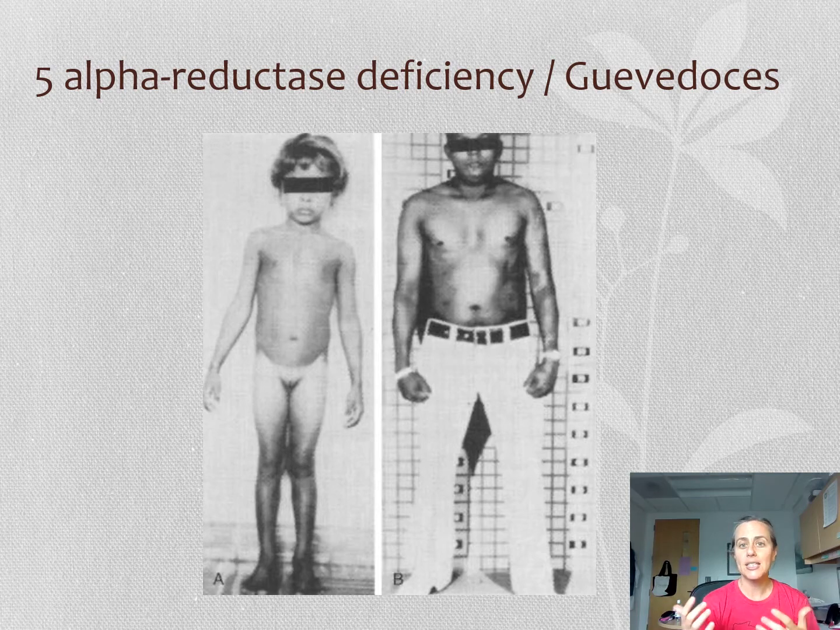So I think the translation for guevedoces is penis at 12. And so they start off as girls, as far as everybody knows, and then puberty comes along and it's like, oh, and now we have a penis, right? And so then they go ahead and transition and live as men. And most of these people, interestingly, do identify as men, so their gender identity is usually male. Really fascinating condition. It's very uncommon.